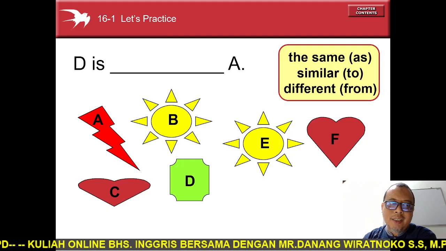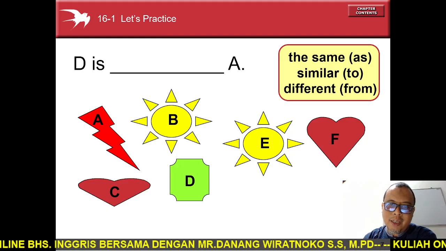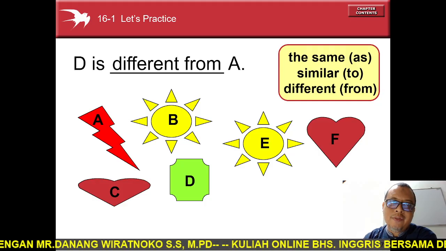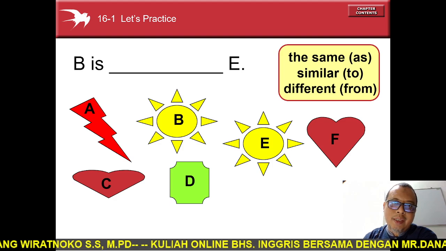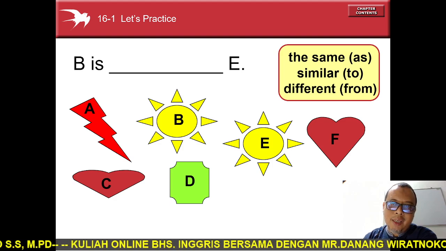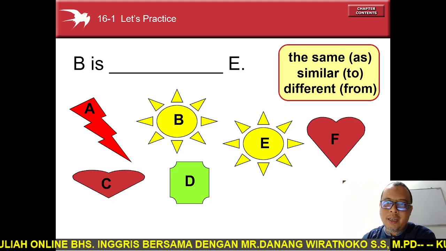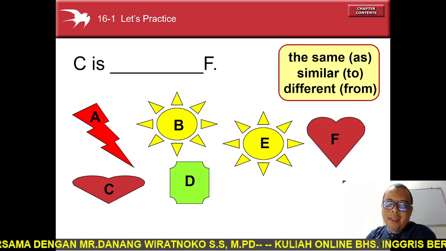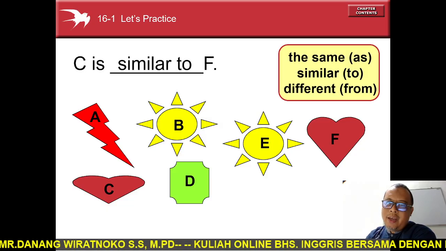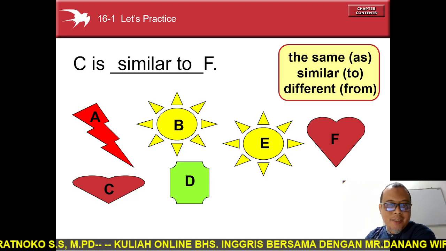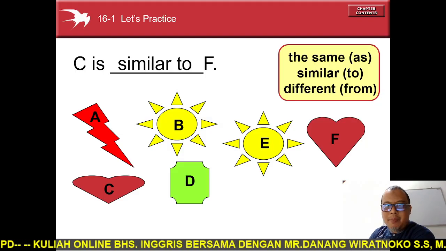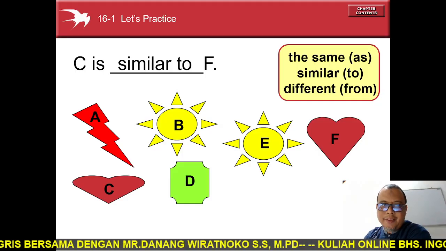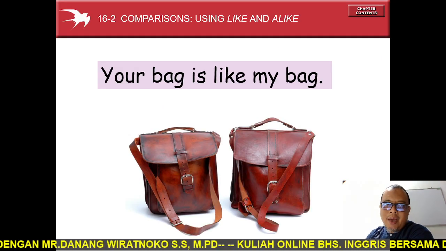Okay, let's practice here. What is D? Is it the same as A? Different from A. B is blah blah blah E. B, is it the same or similar? The same as E. And then C is similar to F. Okay, so the same means really duplicate, the same. But similar is not the same. Yeah, ada differentnya.